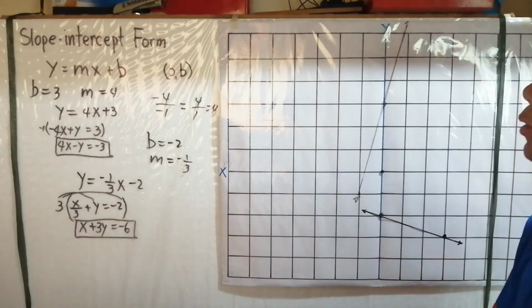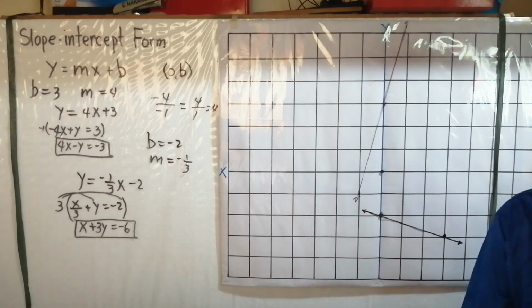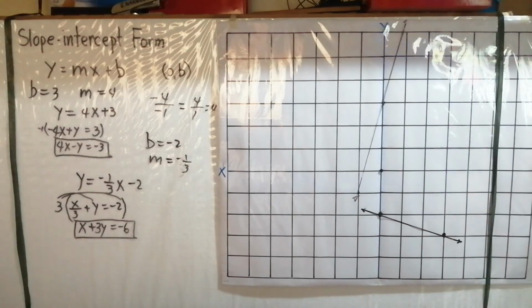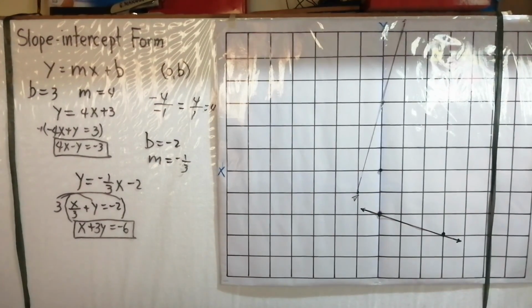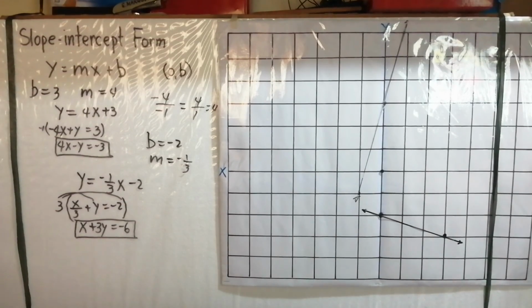So that is called the slope-intercept form. I think this is easier. You can have that. You may have your own problems and solve them.